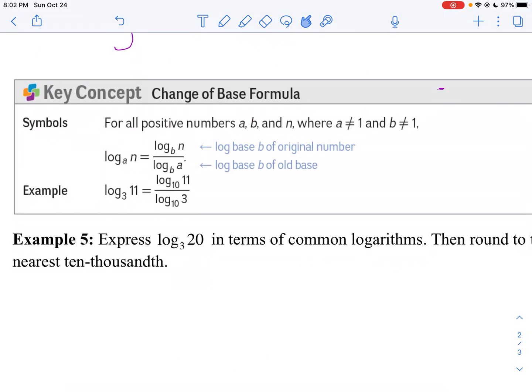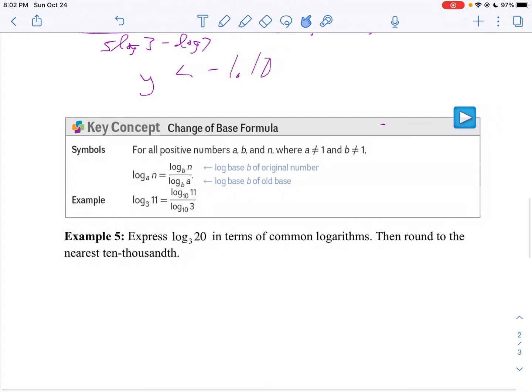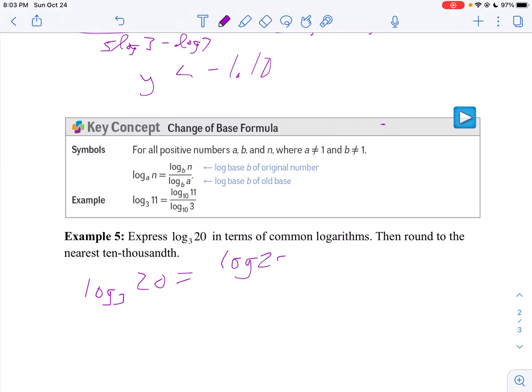So if we want to do an example 5, it says express the log to the base 3 of 20 in terms of common logarithms, then round your answer to the nearest 10,000th. So we're going to say the log to the base 3 of 20 is the log of 20 divided by the log of 3. That's our exact answer. Now we're going to round to the nearest 10,000th.